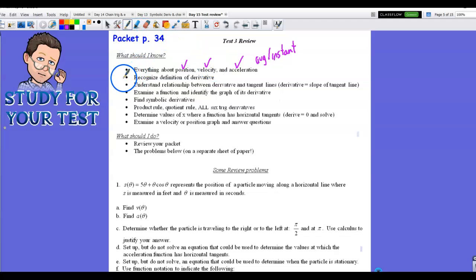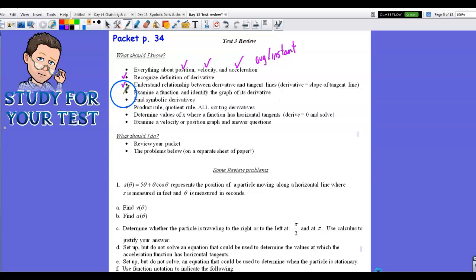On this test, you're going to need to be able to recognize the definition of derivative. Remember, there are 3 forms. The limit definition of derivative could be a general derivative, or there are 2 point-specific forms. So make sure that you go back and do some practice on those, and you'll see some of those in the review. You need to understand the relationship, I'm on the 3rd bullet, between a derivative and a tangent line, and you certainly need to know that the derivative is the slope of the tangent line. That's something you obviously need to know all the time.